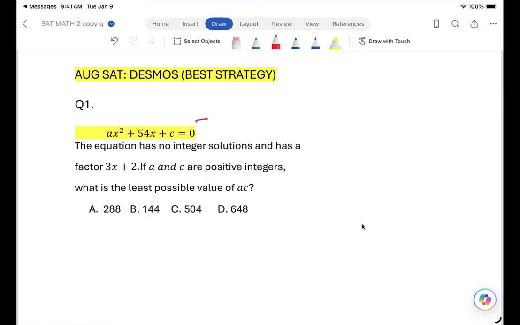This is the expression you'll be given. They say the equation has no integer solution, and it has this factor. If A and C are positive integers, what is the least possible value of that? This question is loaded with a lot of information. If you know how to solve this, most quadratic equations become easy.